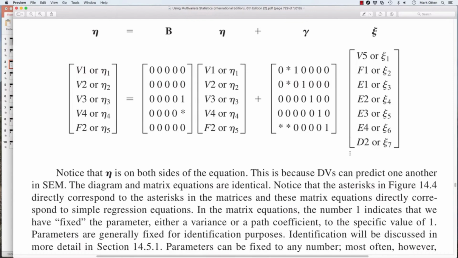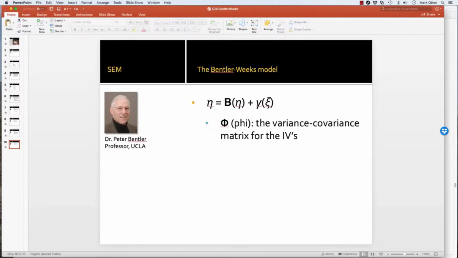That is your error term for F2. All right, last but not least, we should not forget about the phi matrix. I don't know, maybe you want to call it the phi matrix. I think neither is incorrect. This is the variance-covariance matrix for the IV.